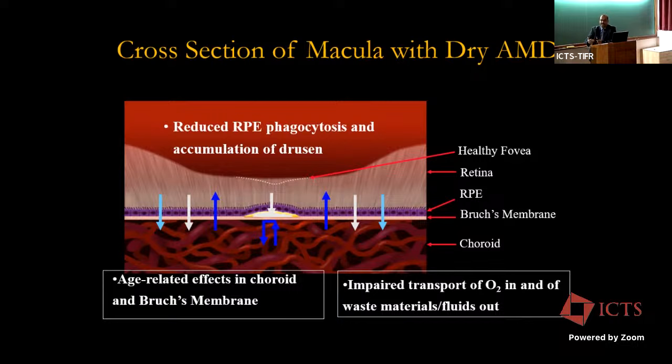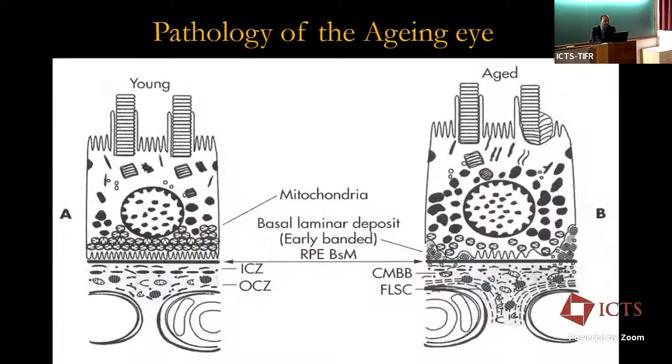And therefore, there is reduced RPE phagocytosis and accumulation of this waste material called drusen just below the retinal pigment epithelium. And this is the start of the nidus for dry age-related macular degeneration. Now, let's see what happens to the eye as it ages.